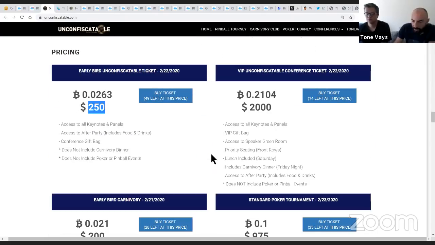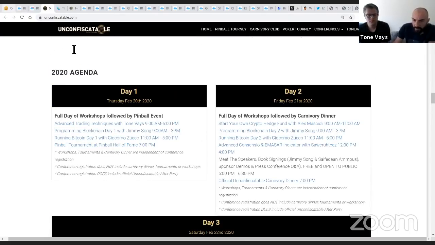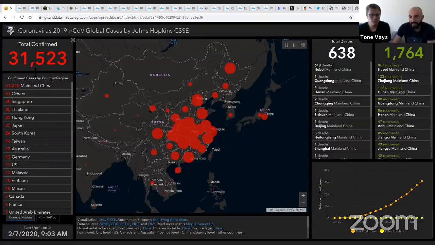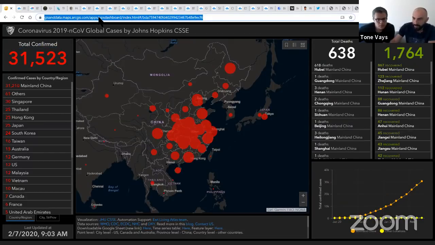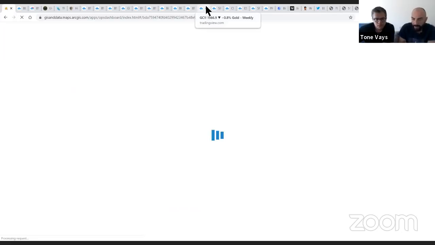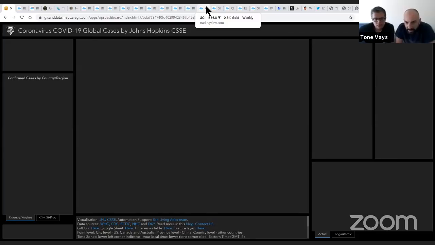Unfortunately, we are going to lose some people due to the coronavirus, which I'm keeping an eye on. Man, so this is the last time I updated. That's 31,500 infected. It's been a few days, so I'm curious what it is now. Total deaths, 638. Total infected, 31,500. But I think that number is going to be above 35 right now as I update.